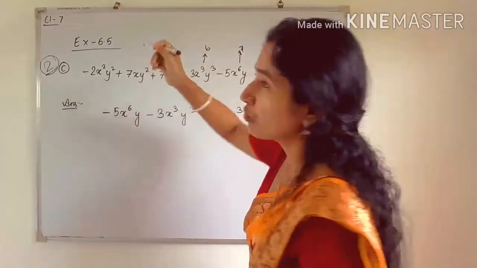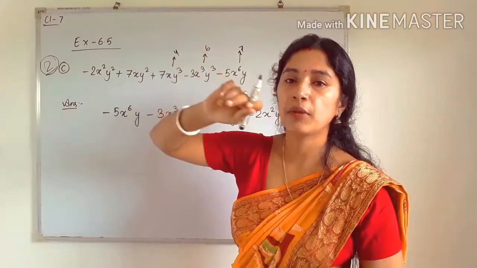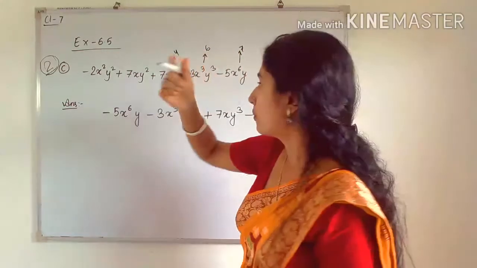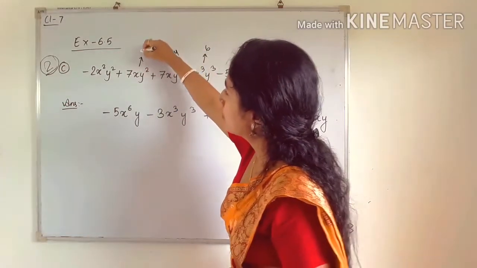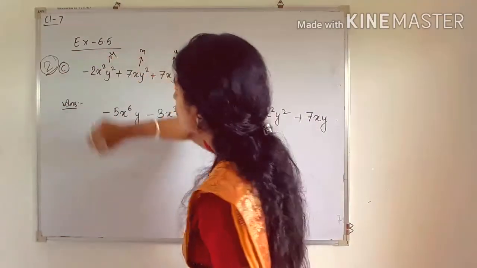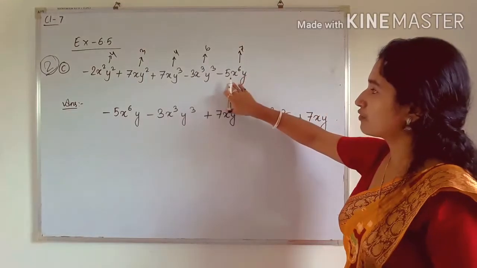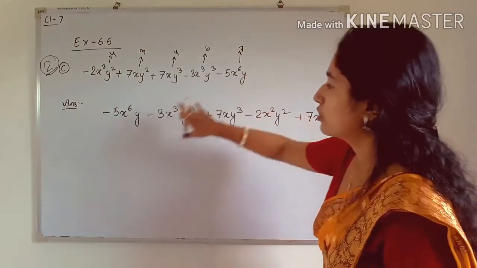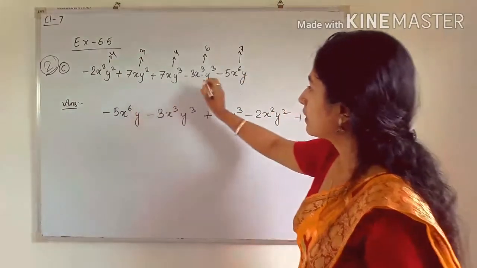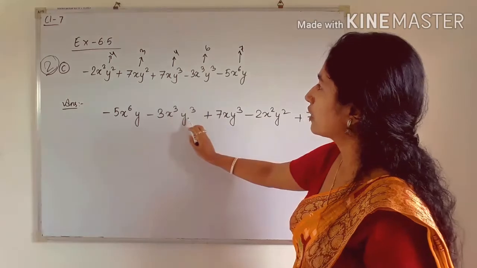Don't write like this. You can just write using the pencil, or you can do it in rough copy. Okay. So next, this is 3. Here the power is 4. So which one is highest? Yes, minus 5x to the power 6y. So first of all we will write this. Next, minus 3x cube y cube.